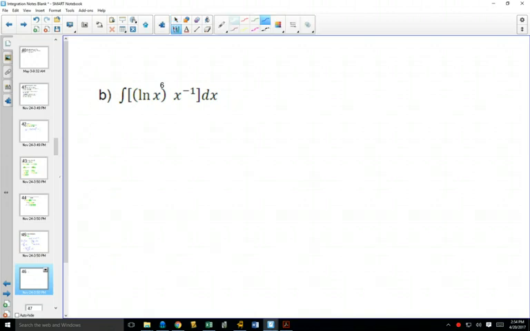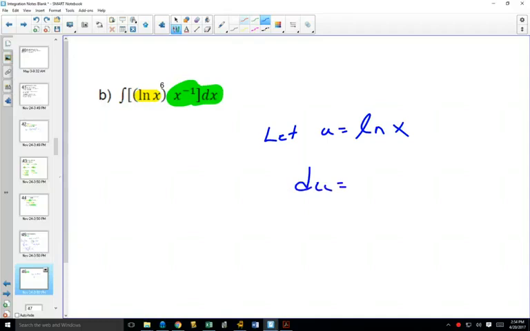So again, recognize we already highlighted that, oh, that's the wrong color highlighter. The ln x was the function inside. And the derivative of ln x is the x to the minus 1. We'll group that together with the dx. And that's what we want to substitute out. So we say let u equal ln x. Then du would equal 1 over x dx, which is the same as x to the minus 1 dx.